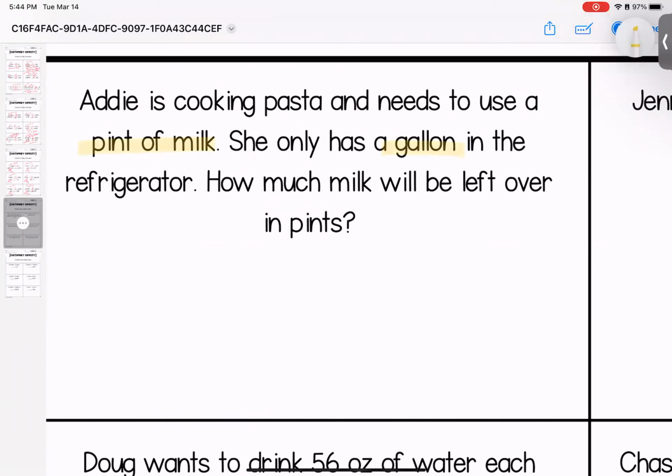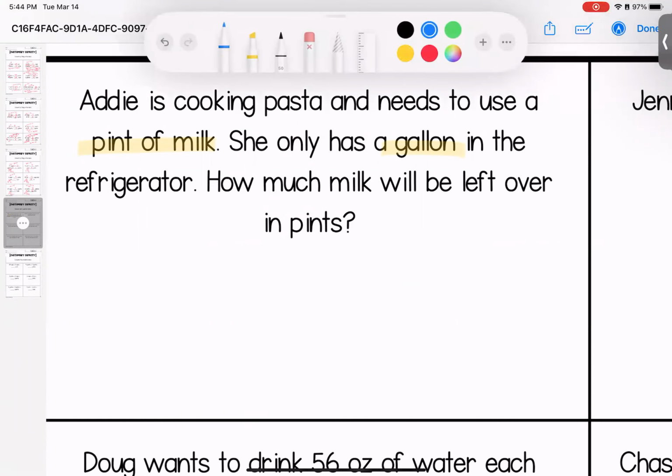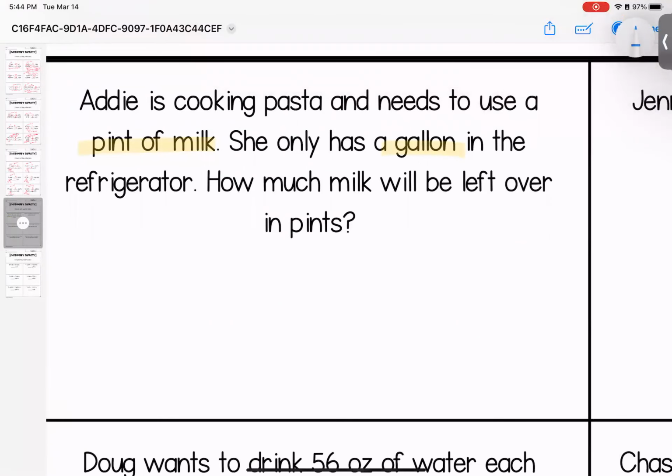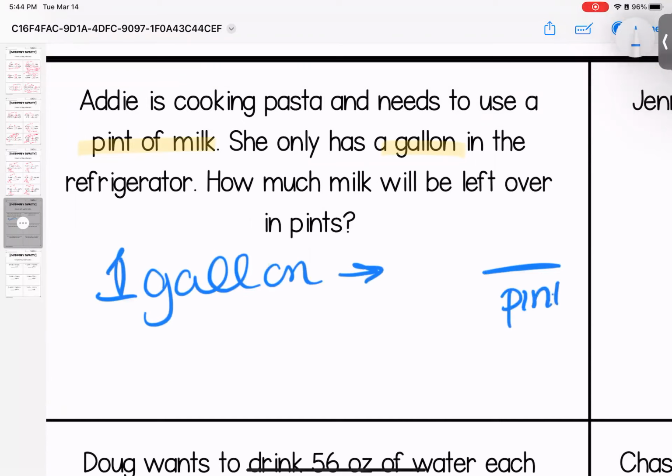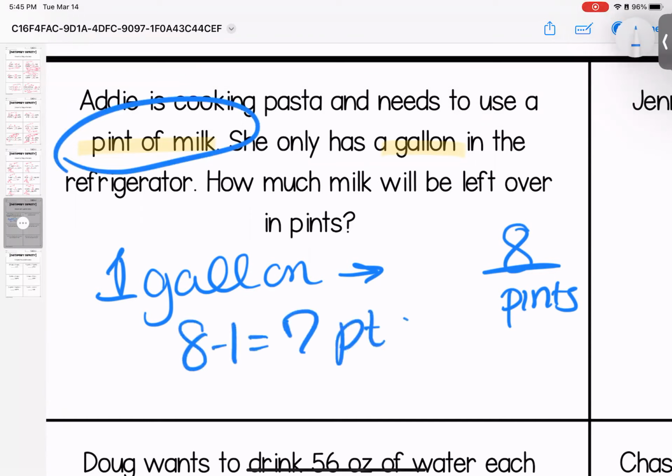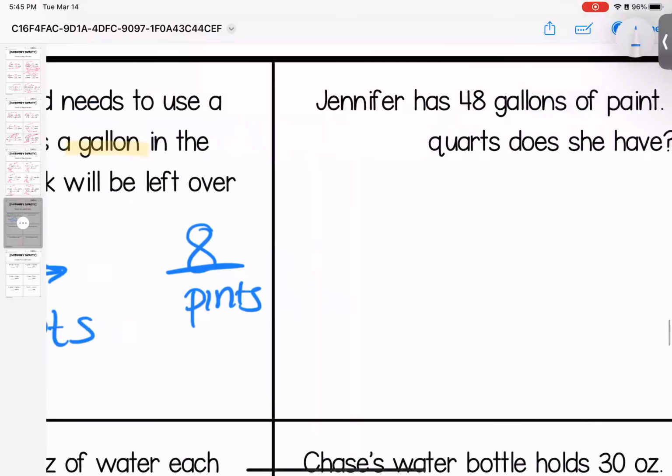How much milk will be left over in pints? So we are starting with 1 gallon, and they want our answer in pints. So let's start there. How many pints are in a gallon? Well, there's 4 quarts in a gallon, and there's 2 pints in a quart. So we're going to have 8 pints altogether. If I use 1 pint, 8 minus 1 equals 7 pints will be remaining.